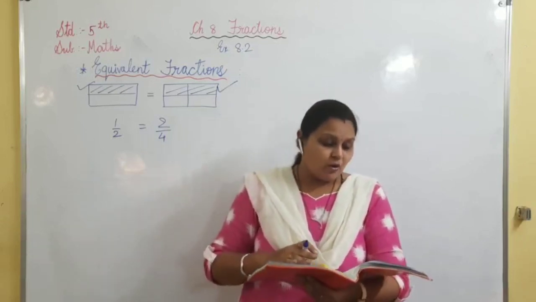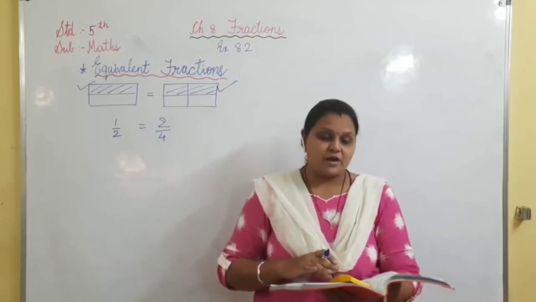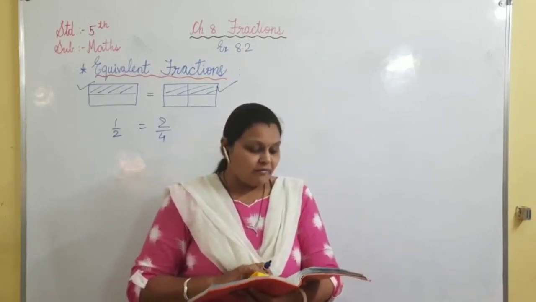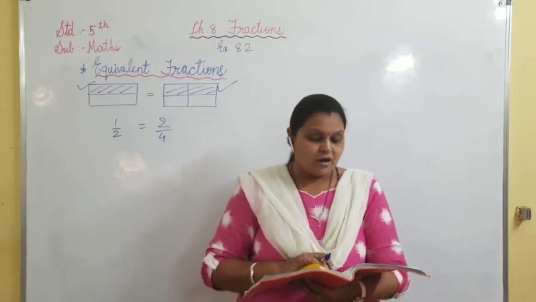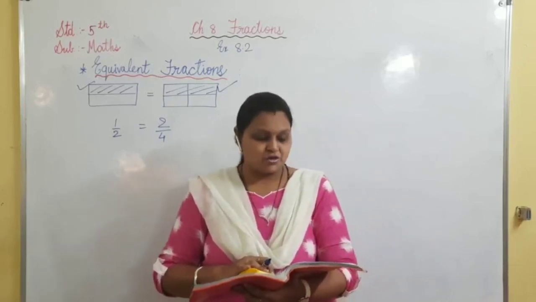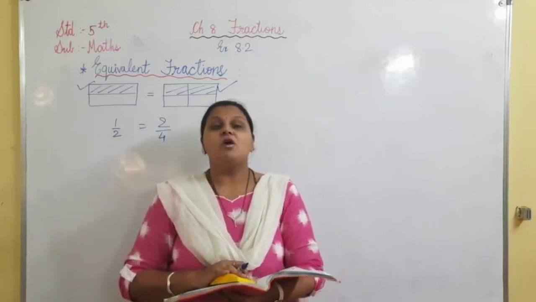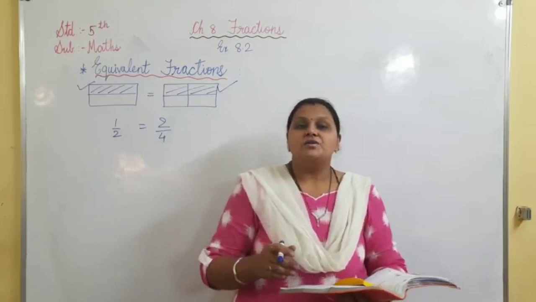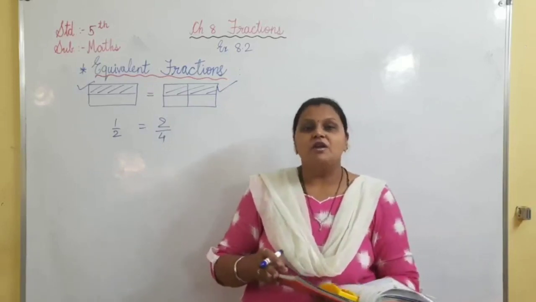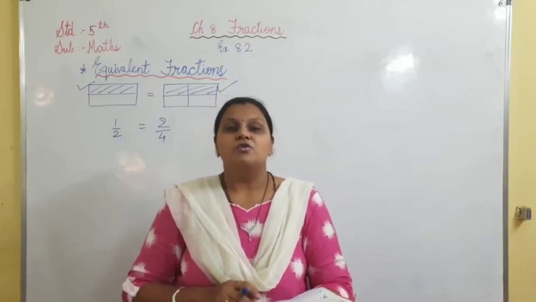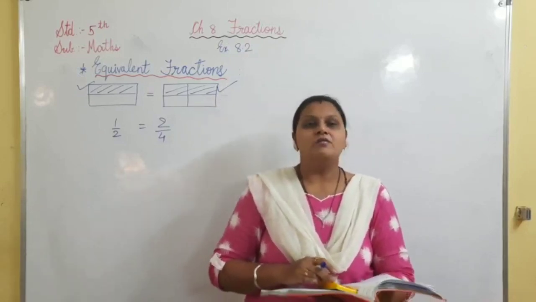Next is, how can we obtain an equivalent fraction of a given fraction? Let's see. When we multiply or divide both the numerator and denominator of a given fraction by the same number, we obtain an equivalent fraction. When a question is given to you, if you divide or multiply the given fraction with the same number, you will obtain an equivalent fraction.